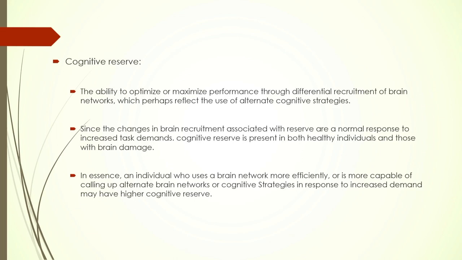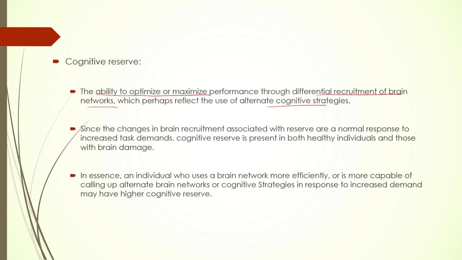So now let's look in more detail at cognitive reserve. What does it do when we say that a person with higher educational attainment or higher attainment in any other domain like music or sports, what happens? What happens is this: they fine-tune the ability to optimize or maximize performance of different neuronal networks through differential recruitment of brain networks. This is reflected in the use of alternate cognitive strategies. Basically, when we expose ourselves to different difficult task demands, our brain networks are challenged, and as a result two things probably happen.